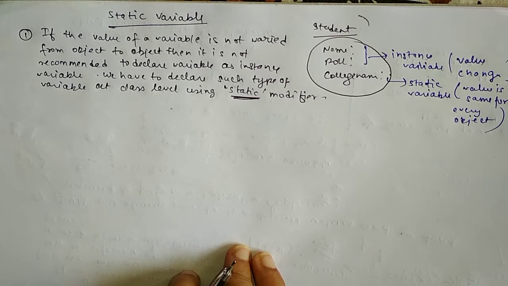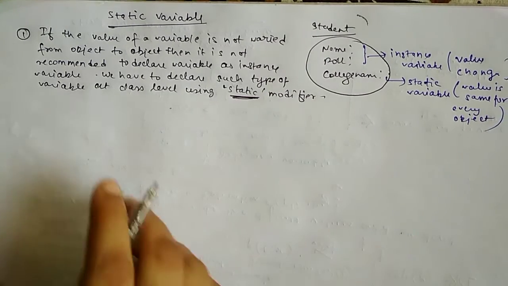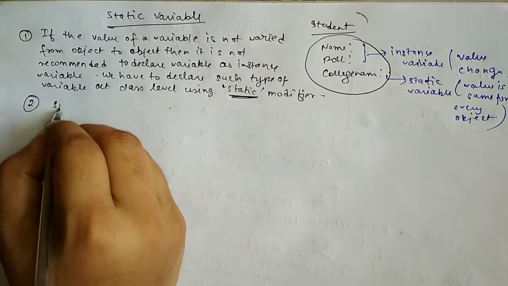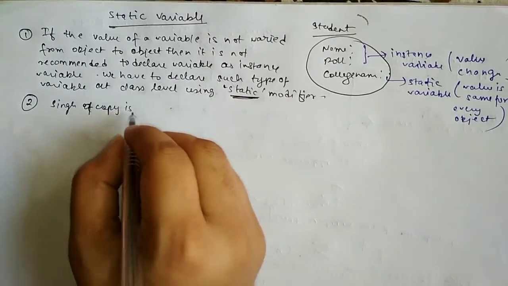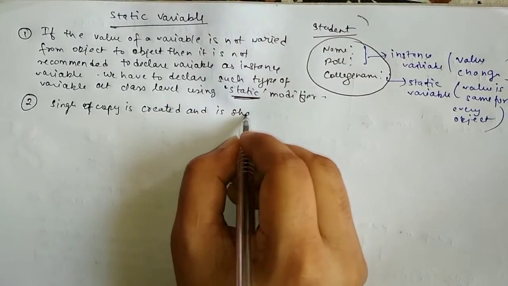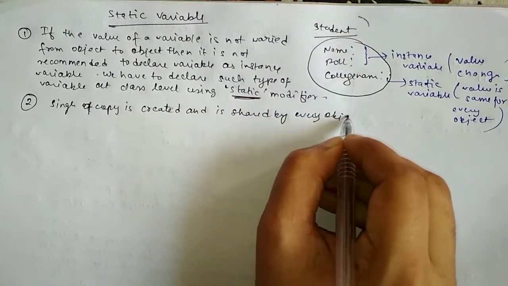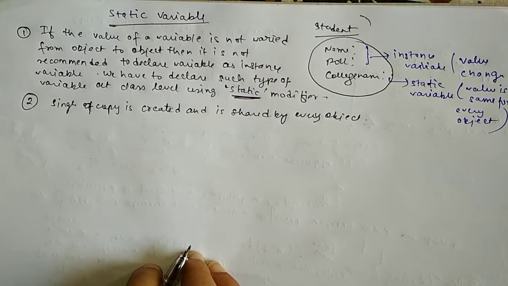As we know, for instance variables a separate copy is created for every object. But in case of static variable, a single copy is created and it is shared by every object.